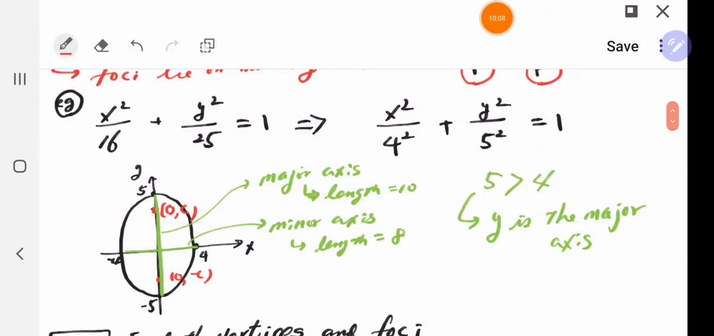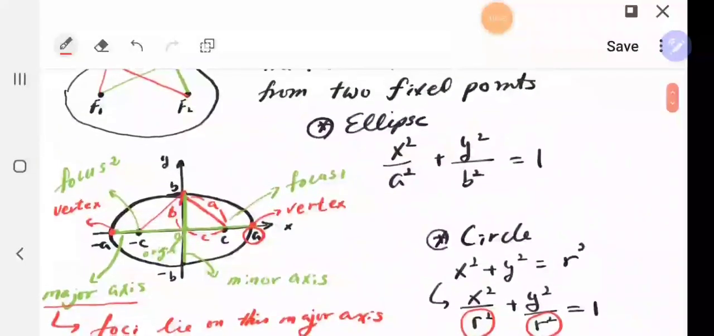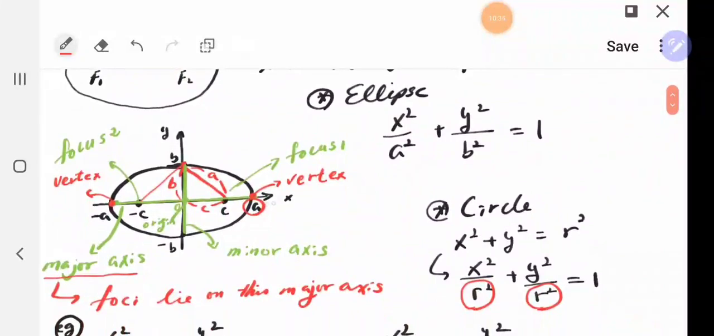Okay, I forgot to explain the vertices. The vertices are always the vertex on the major axis. In this case, since y is the major axis, these are the vertices. This is one vertex, this is another vertex. The vertex is on the major axis, the longer side. So there are two vertices. Vertices is the plural of vertex.